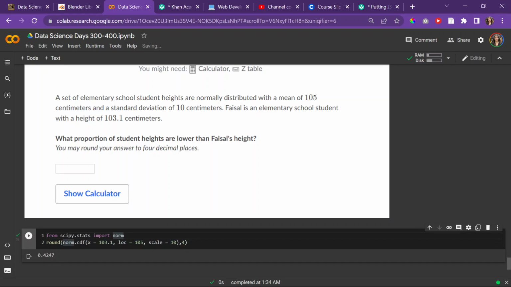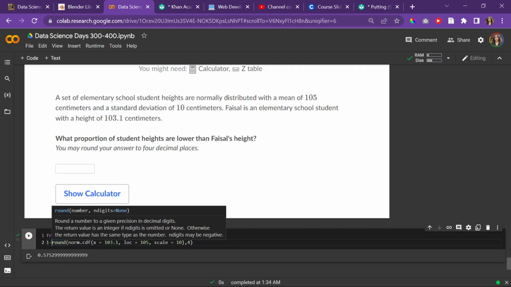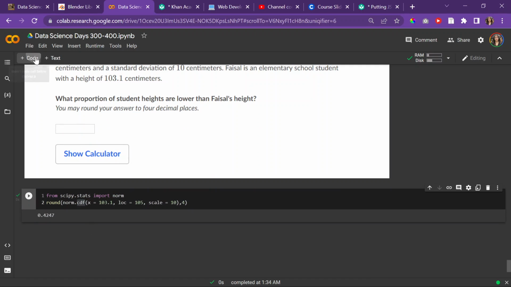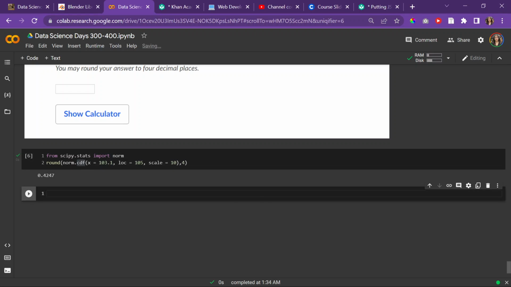Normal CDF in Python, by the way, just calculates the proportion or the area below a point. So if this were to ask what was the proportion or area above a point, I would have to do 1 minus this answer, right? So that would have been like 57.53% of students who had a height above 103.1 centimeters. Or I could have done the equivalent to 1 minus CDF, which is just SF, and it's going to give me the same answer. So that's that. Okay, so now I kind of want to graph it to give a visual of what I'm actually finding the probability of.